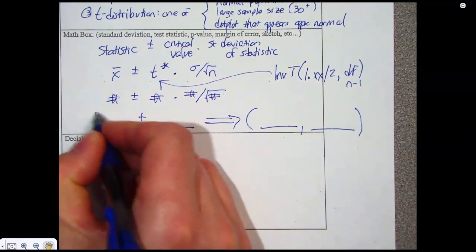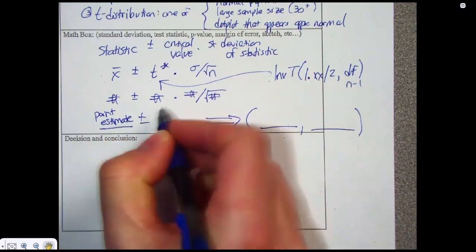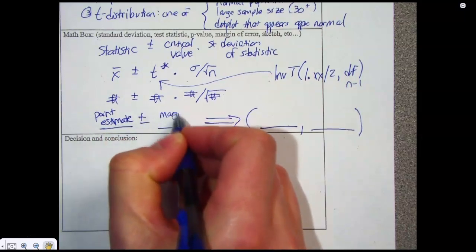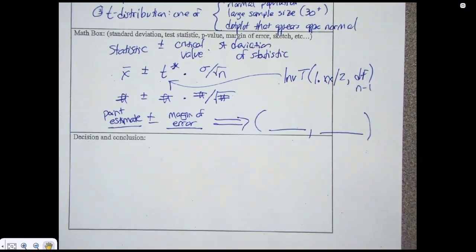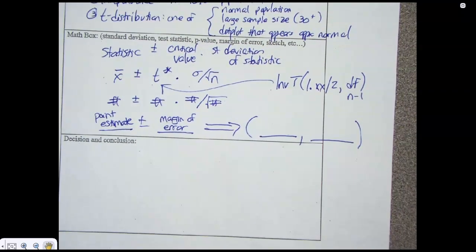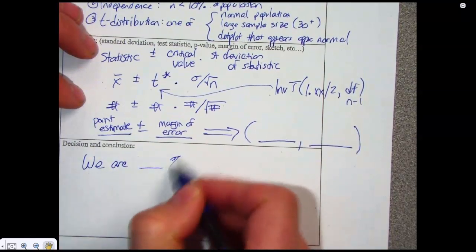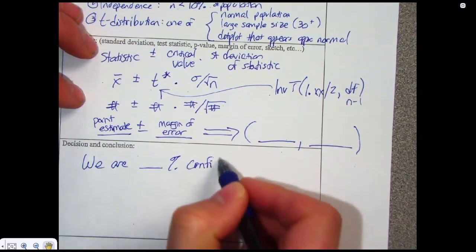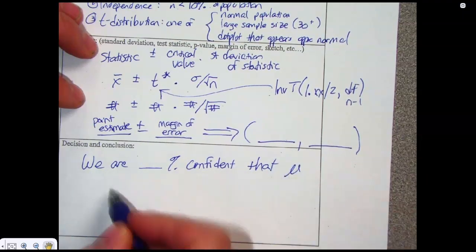So this is still your point estimate. This is still your margin of error. And our conclusion is the same. We're just going to use mu instead of p. So we are blank % confident that mu.